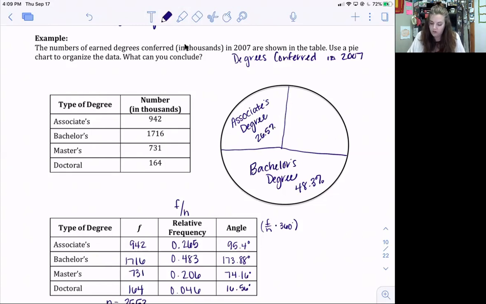Then we have our 74.16. And again, I'm just going to kind of split this apart, estimate it. So our master's degree is going to be our 20.6%. And then our doctorate or doctoral degree at 4.6%.